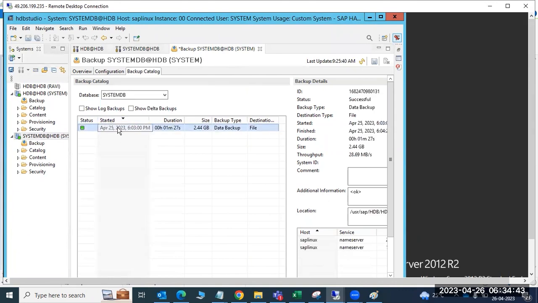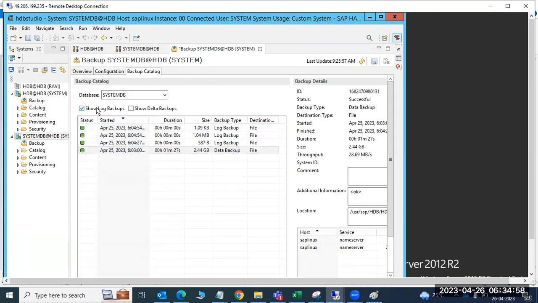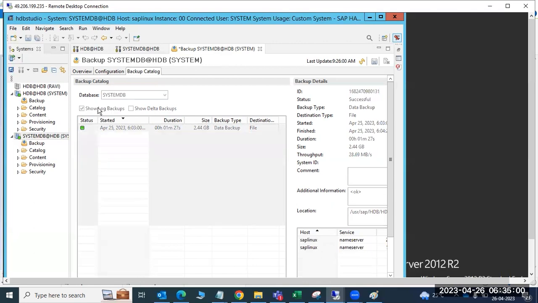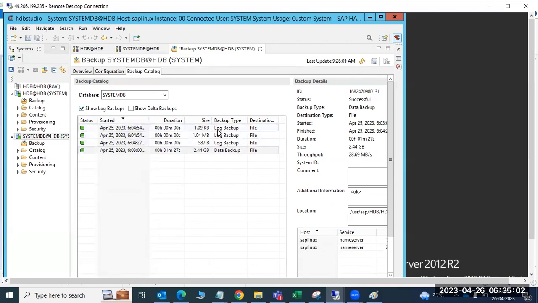So when you have taken the backup, 25th April, 6 p.m. So this is the duration, right? So the size, the data backup, this is a file. So all the duration will be here. Okay, so you can see the log backup also. The log backup will also be taken here automatically.